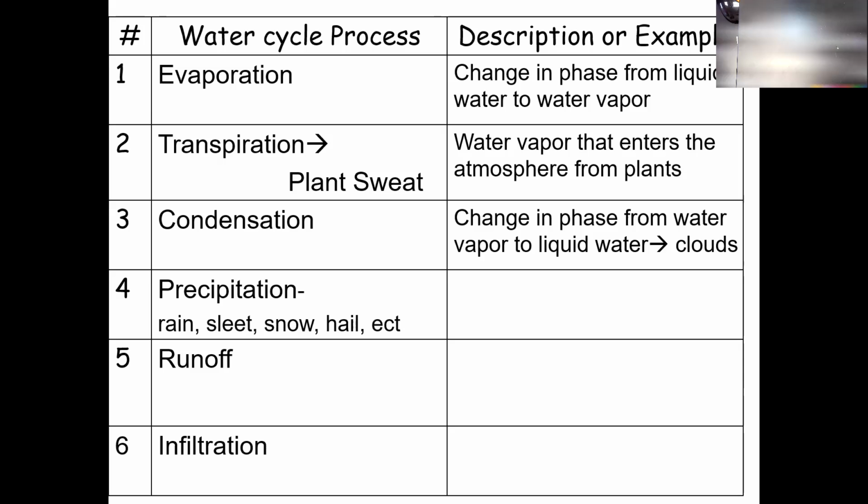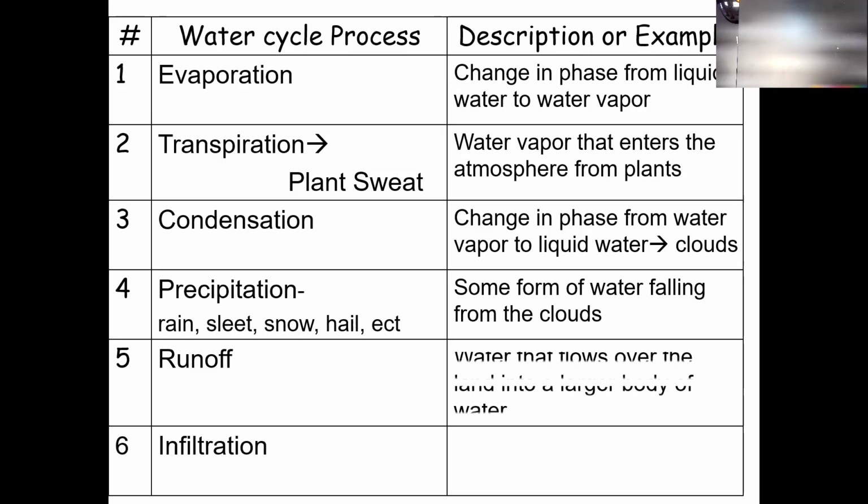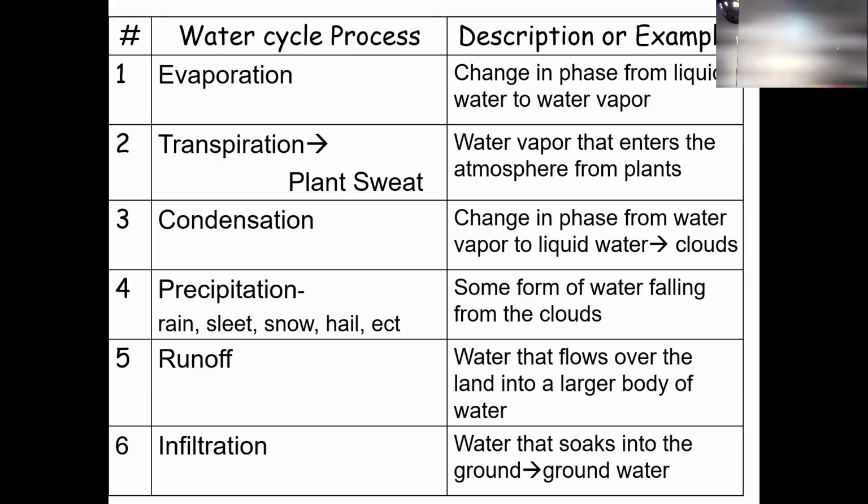Precipitation, again, make sure you know it's any form of precipitation. So if you have room there, rain, sleet, snow, hail, etc. It's some sort of water falling from the clouds. Runoff is just water that flows over the land into a larger body of water, and I'll put in infiltration, again, water that soaks into the ground known as groundwater. So why don't you get those three into your notes?